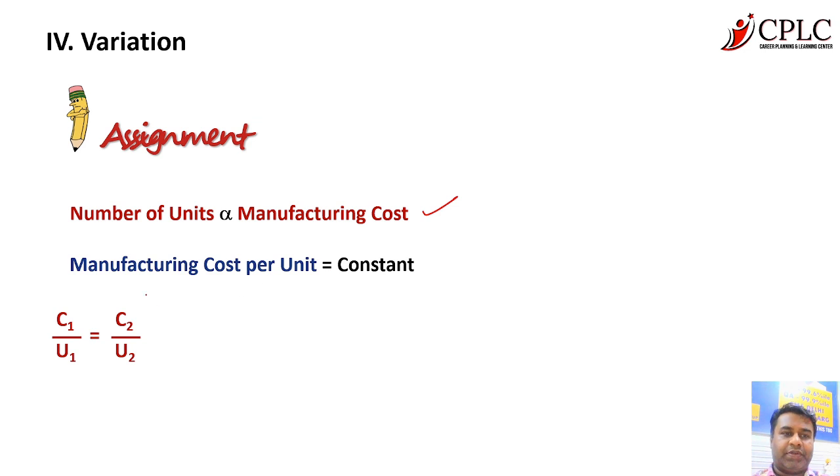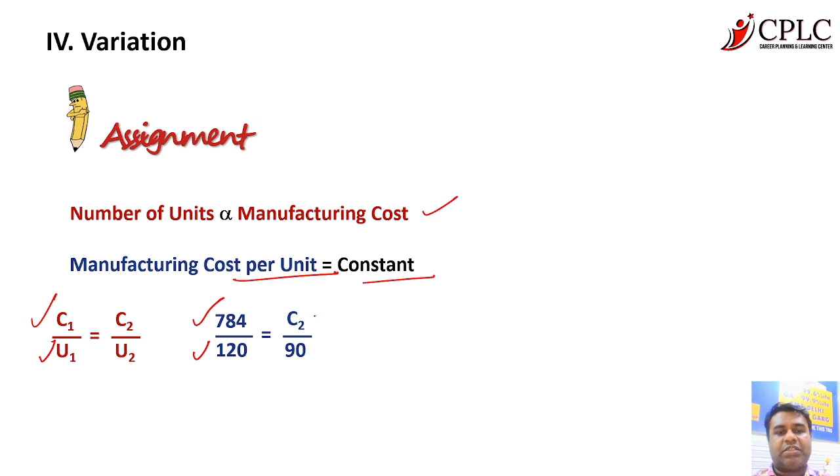So what we are given is the manufacturing cost, let us find out the manufacturing cost per unit, which is nothing but a constant. The cost per unit, the cost divided by units. Now in the first case, the cost is 784 and the units manufactured are 120. In the second case, we have to find the cost and the number of units is 90. Correct? So 784 upon 120 is equal to C2 upon 90. If you simplify with the help of cross multiplication, you will get the answer as C2 is equal to 588. So let me help you with the solving part.